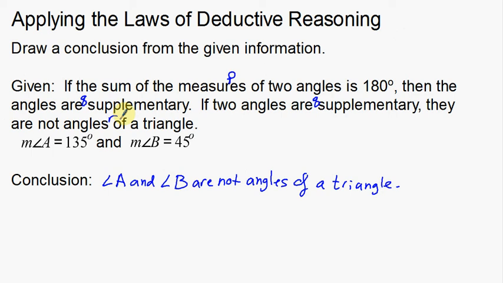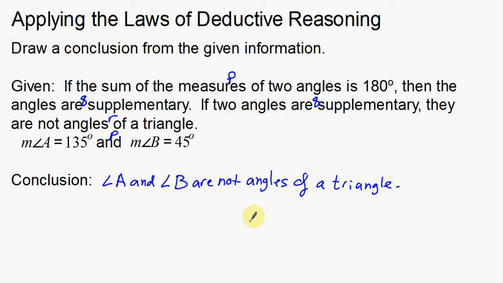Angle A is 135 degrees, and angle B is 45 degrees. It's not blatantly apparent. It doesn't just come out and say it, but it does give me these two angles, whose measures sum to 180 degrees. That is this statement right here, so this is actually a P statement. 135 degrees and 45 degrees are two angles that have a sum of 180 degrees. Once we follow that logical progression, starting with P, we can go to the very end: they are not the angles of a triangle. So we can say that these two angles, A and B, are not the angles of a triangle. Those are the conclusions we can draw from that.